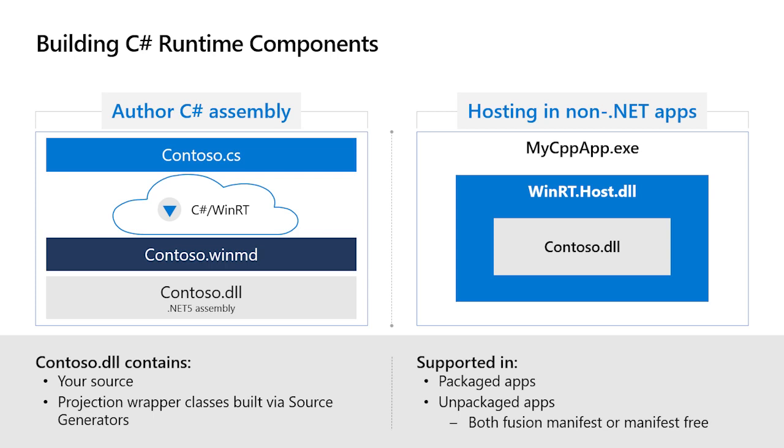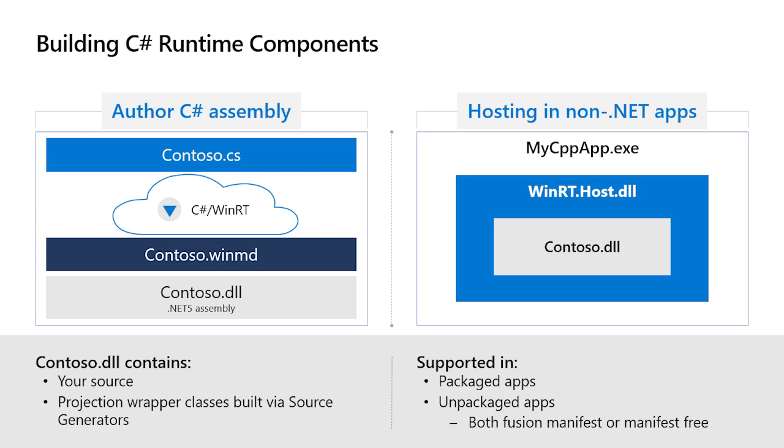Previously, those runtime components built a combined WinMD file that included the WinMD plus the implementation assembly as part of a single file. Now, however, you'll have both files, the WinMD and the implementation assembly. So CSWinRT, the tooling, handles all that heavy lifting for you. It includes your source code, and it generates projection wrapper classes built via source generators to compile your assembly and generate the WinMD file.